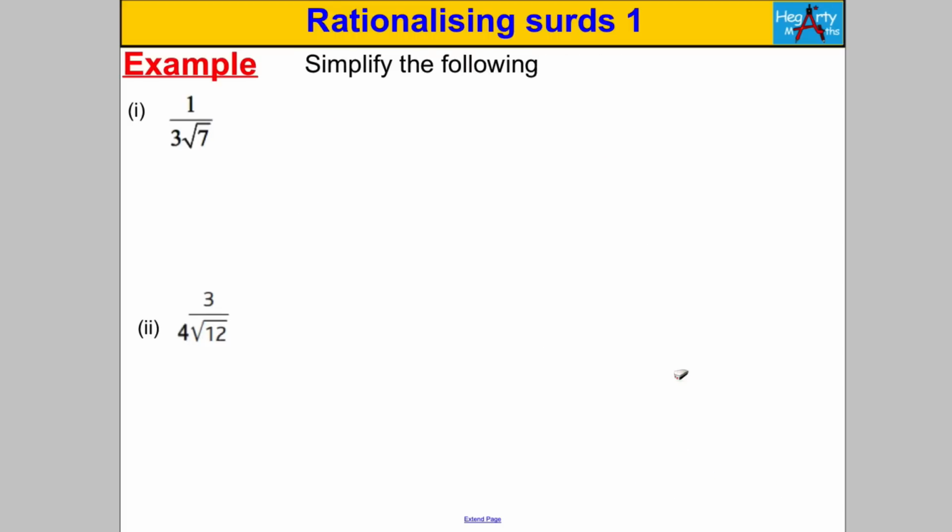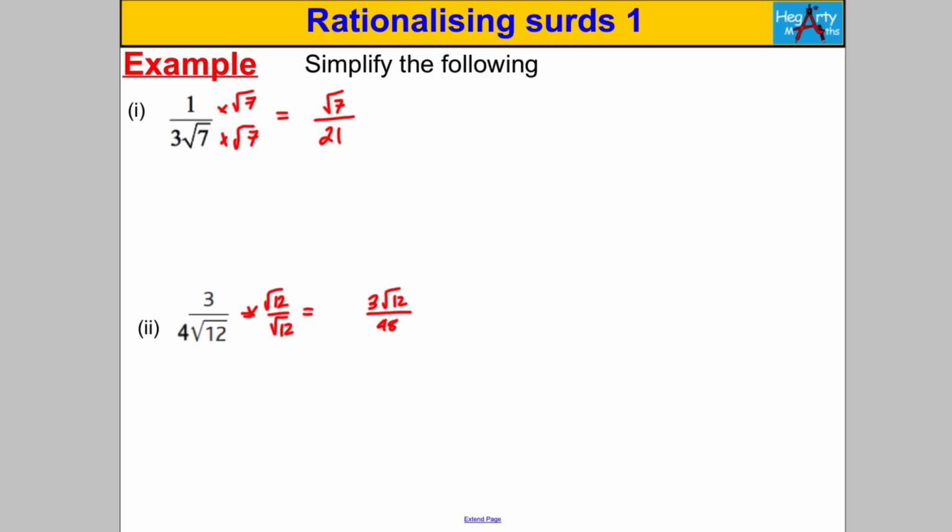Let's try some more. What should I multiply top and bottom here by? 3 root 7? Not necessary, just root 7. Okay, that will get rid of the surd, that will rationalize the denominator. On top, I'm going to get myself root 7. On the bottom, root 7 times root 7 is 7, and you've still got a 3 multiplying, so 3 times 7, 21. Done. This one here, shall I multiply the denominator by 4 root 12? No need, just by root 12. So I'm going to multiply by root 12 here and root 12 here. On the top, I'm going to get 3 root 12 over root 12 times root 12 is 12, 4 times 12 is 48.